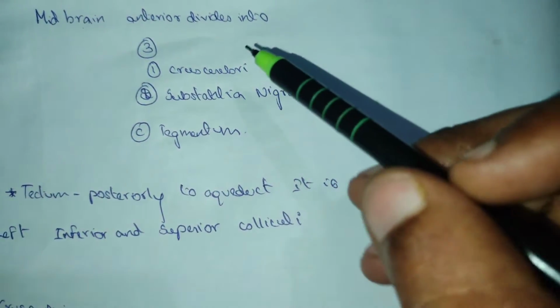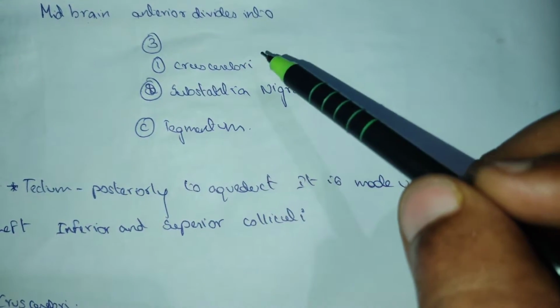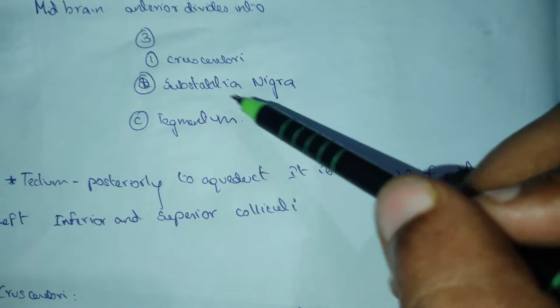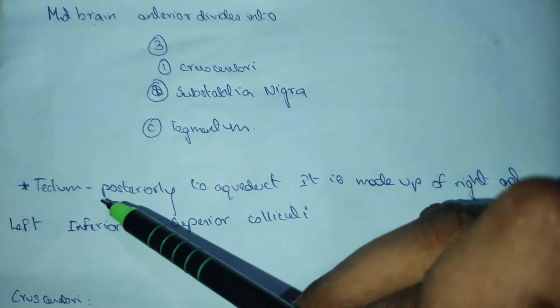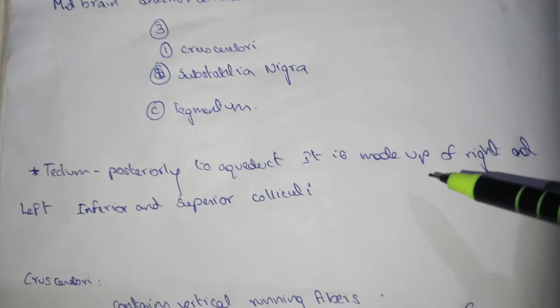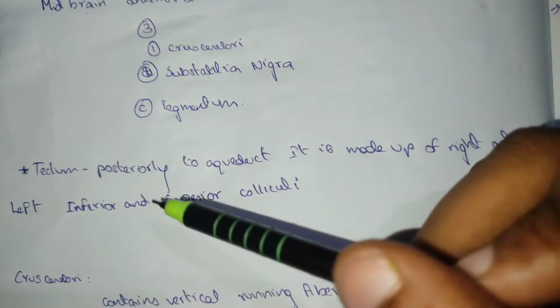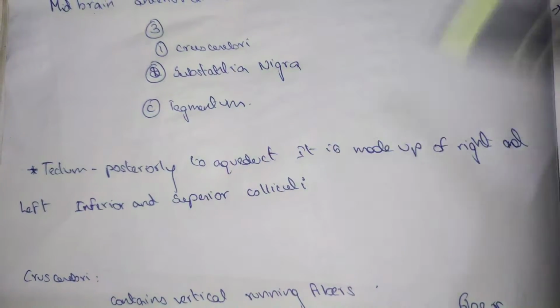This is the upper colliculus level. The anterior midbrain divides into the crus cerebri, substantia nigra and tegmentum. The tectum is posterior to the aqueduct. It is made up of the right and left inferior and superior colliculi.